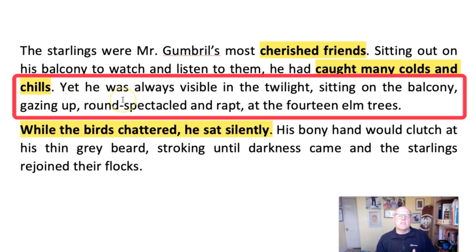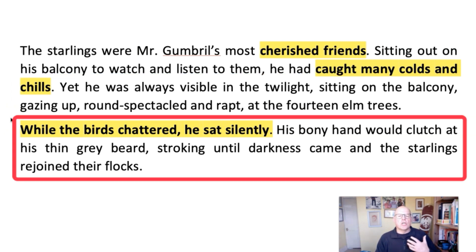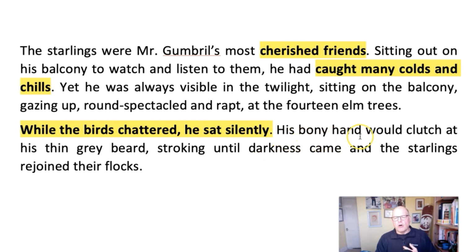Yet he was always visible in the twilight, sitting on the balcony, gazing up, round, spectacled and rapt at the 14 elm trees. While the birds chattered, he sat silently. Contrast again. His bony hand would clutch at his thin grey beard, stroking until darkness came and the starlings rejoined their flocks. So again we get the image of decay. He's getting weak, getting bony, whereas the starlings are capable of flight and escape.